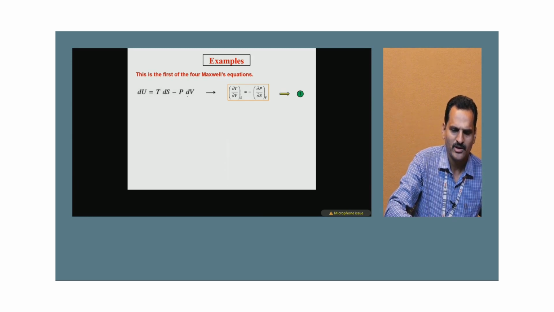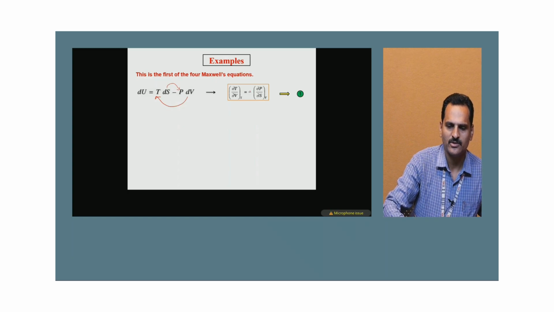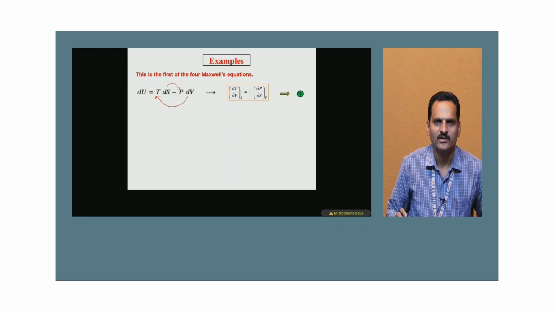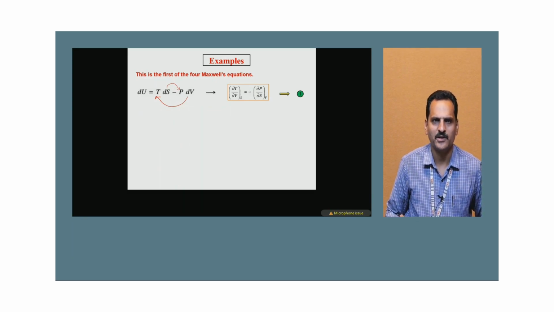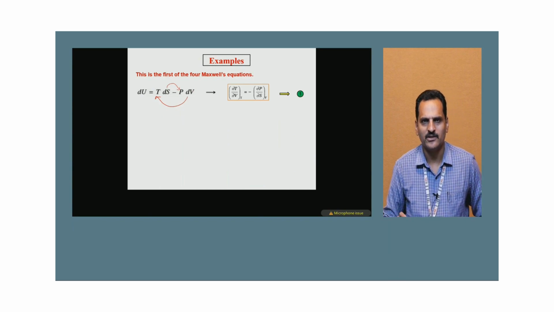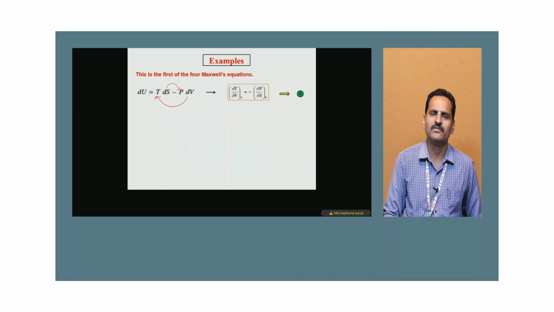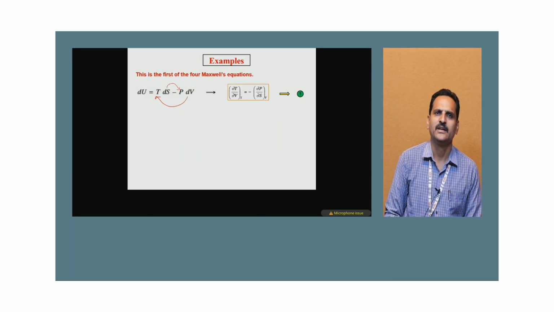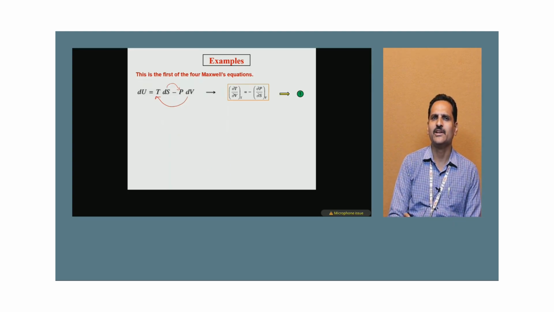So ∂T/∂V is equal to minus ∂P/∂S. The minus sign is there, that's why the minus sign will come. The first fundamental property equation, dU is equal to TdS minus PdV, is converted into the first Maxwell equation. What is a Maxwell equation?